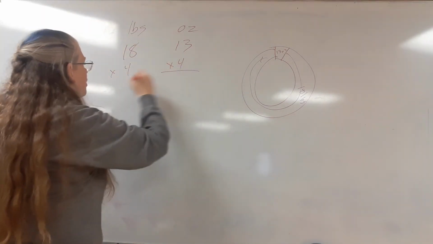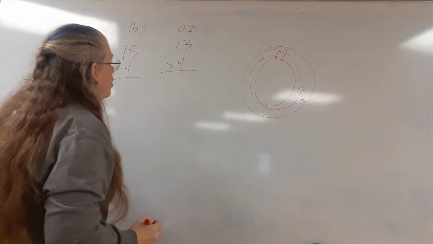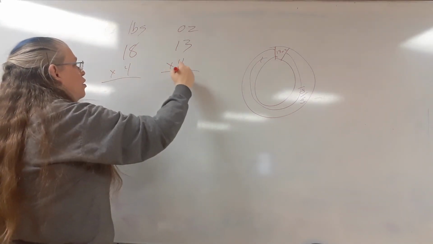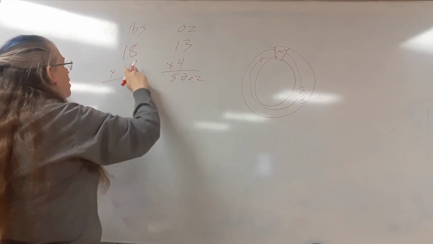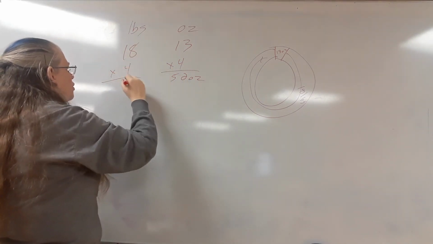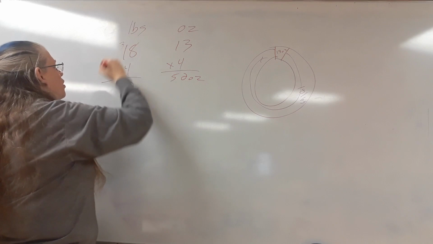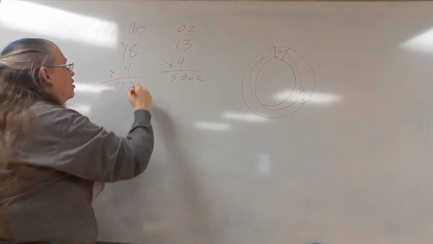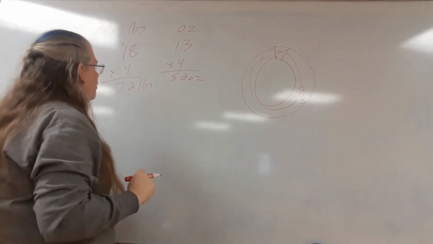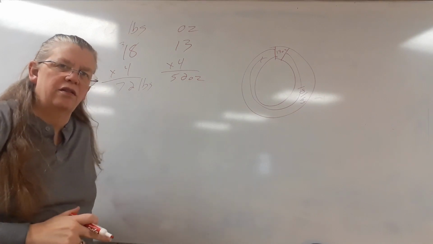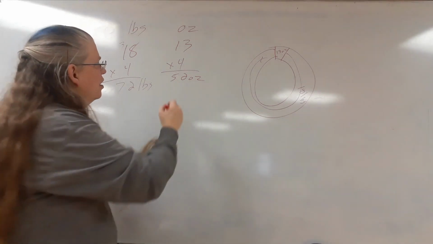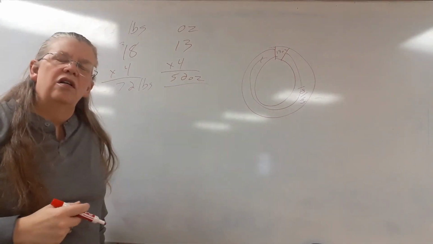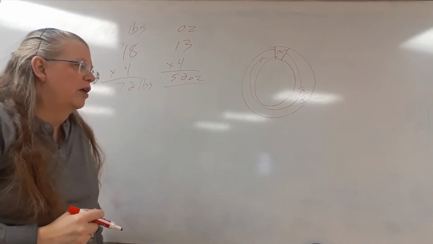So let's do this. 13 times 4 is 52 ounces. 18 times 4, 8 times 4 is 32, and 7. So we have 72 pounds, 52 ounces. But that's not really the correct answer because we can't leave this in such a complex form, okay?